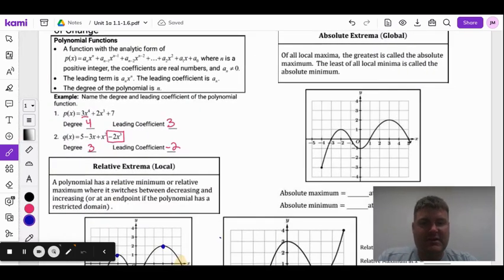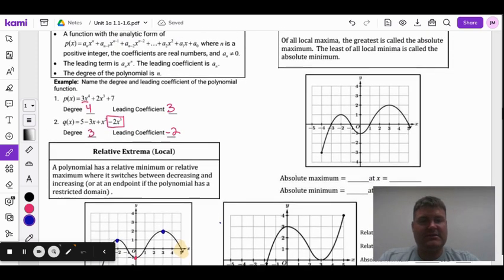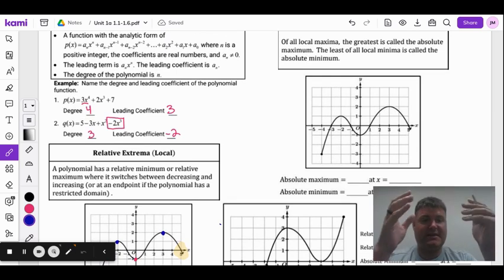So absolute extrema is the greatest value, and that's it. The highest value is the absolute maximum. The lowest value would be the absolute minimum. The greatest is the absolute maximum, and the smallest is the absolute minimum.